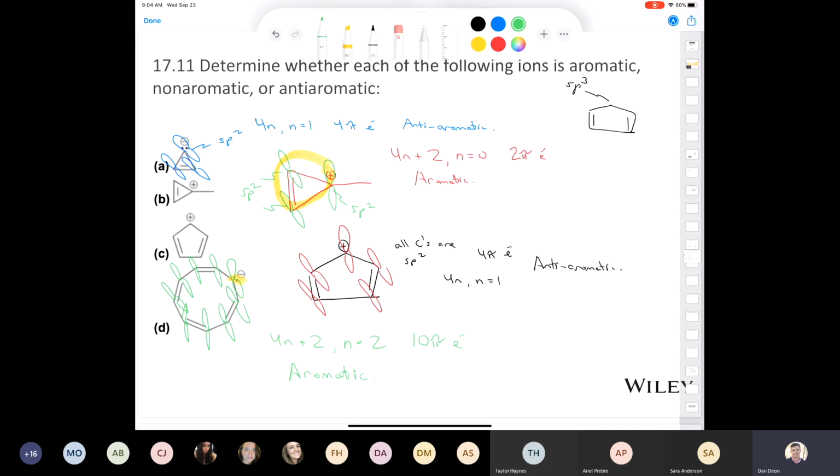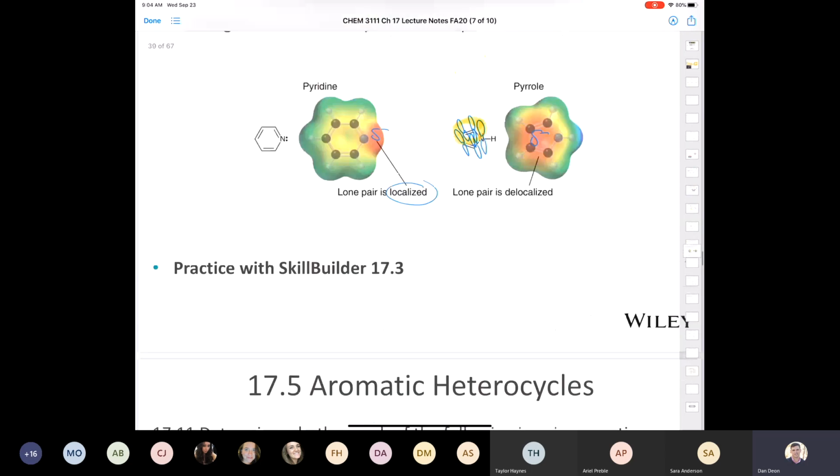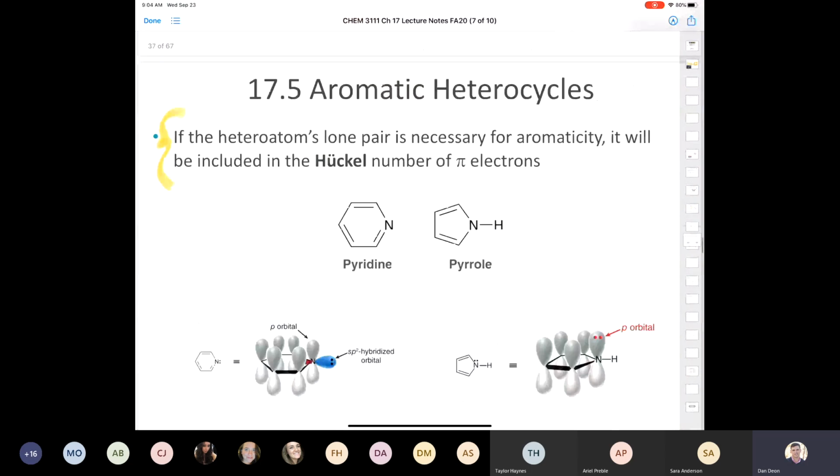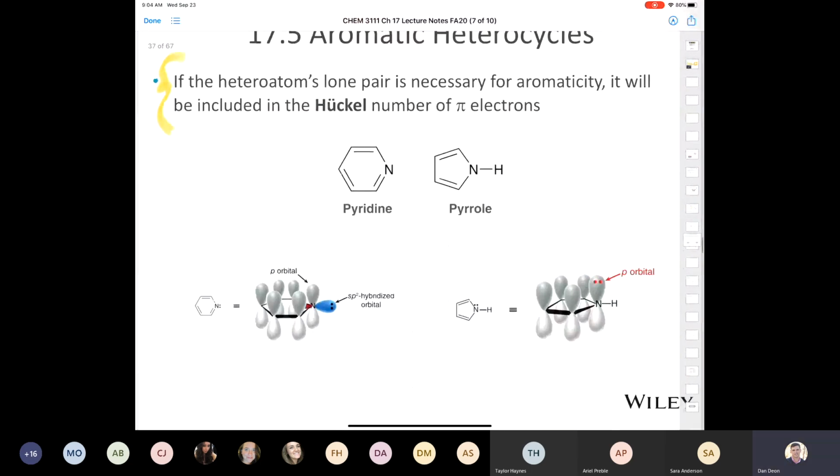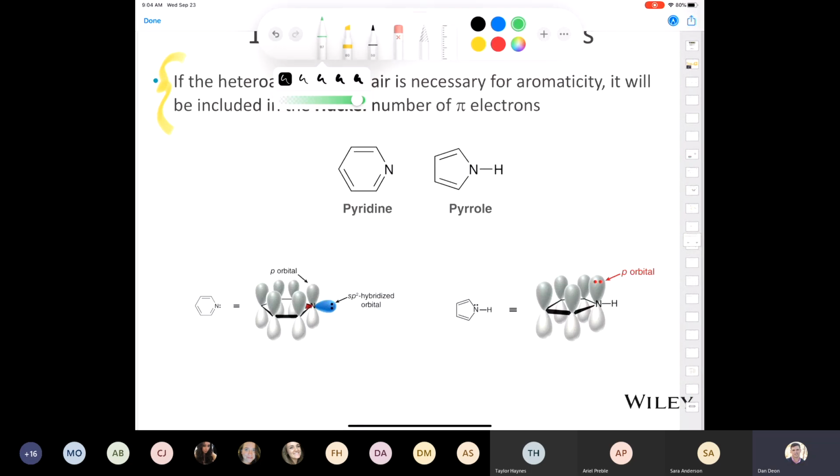A molecule will become aromatic if it can. And if you're like, well, why do you know that, Mr. Dion? Well, look, let's go back here. And that's this point right here. After years of teaching this class, I think this is probably the most challenging rule in this whole chapter. If the heteroatom's lone pair is necessary for aromaticity, it's going to be included in the Huckel number of pi electrons, okay? It will do it if it needs it.